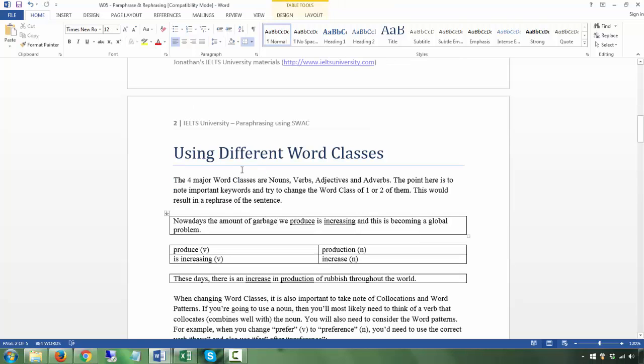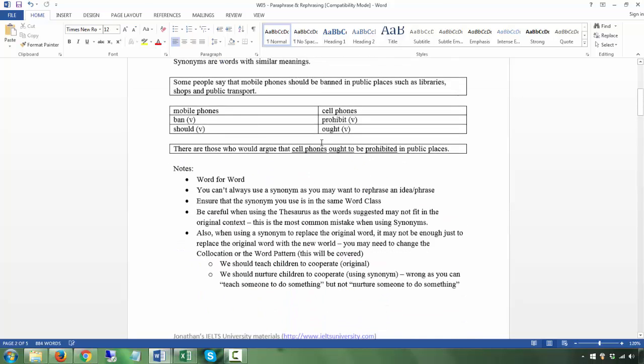Let's go to the next method of paraphrasing, which is using different word classes. All right, the 4 major word classes are nouns, verbs, adjectives, and adverbs. Of course, there are prepositions and conjunctions, but we're just going to focus on these 4, and these are the more important word classes. The point here is, firstly, you note the important keywords in the sentence and try to change the word class of 1 or 2 of them, and this would result in a complete rephrase of the sentence. Okay, this method, changing the word classes, is probably a better way to paraphrase and rephrase your sentence compared to, say, the first one, which is using synonyms.